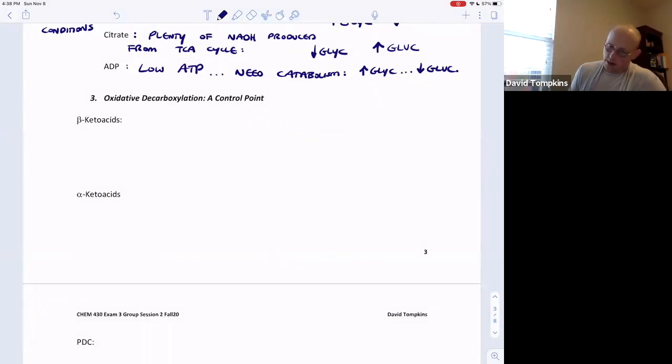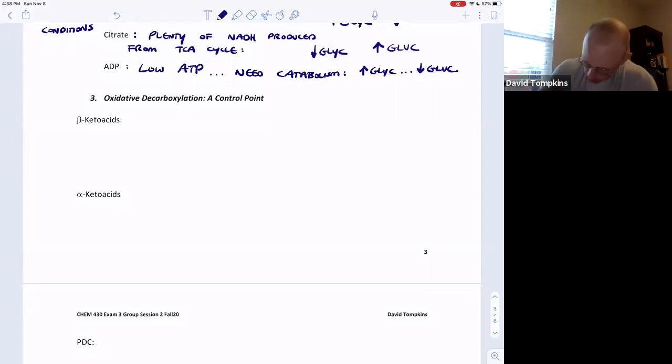So now let's go on to focus a little bit more on the reactions specific to aerobic metabolism. And by aerobic metabolism, I mean the reactions that are occurring in the mitochondria, namely the PDC, TCA cycle, and the electron transport chain.